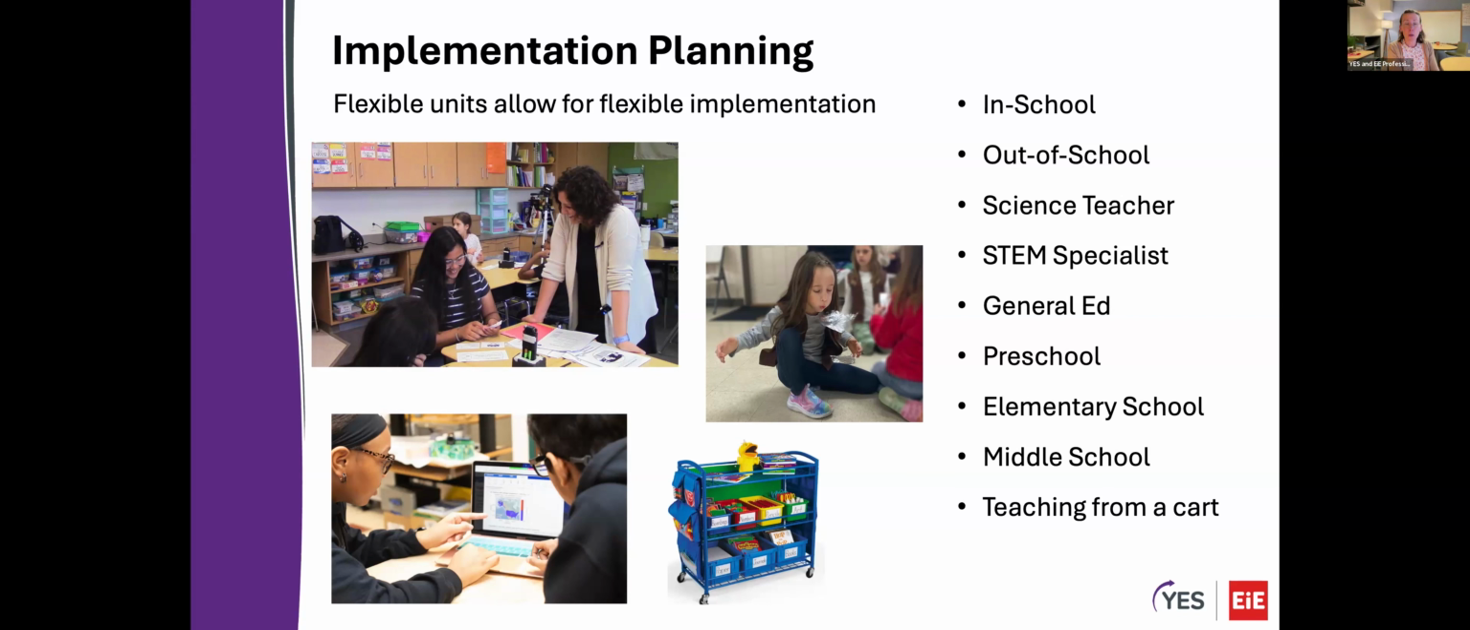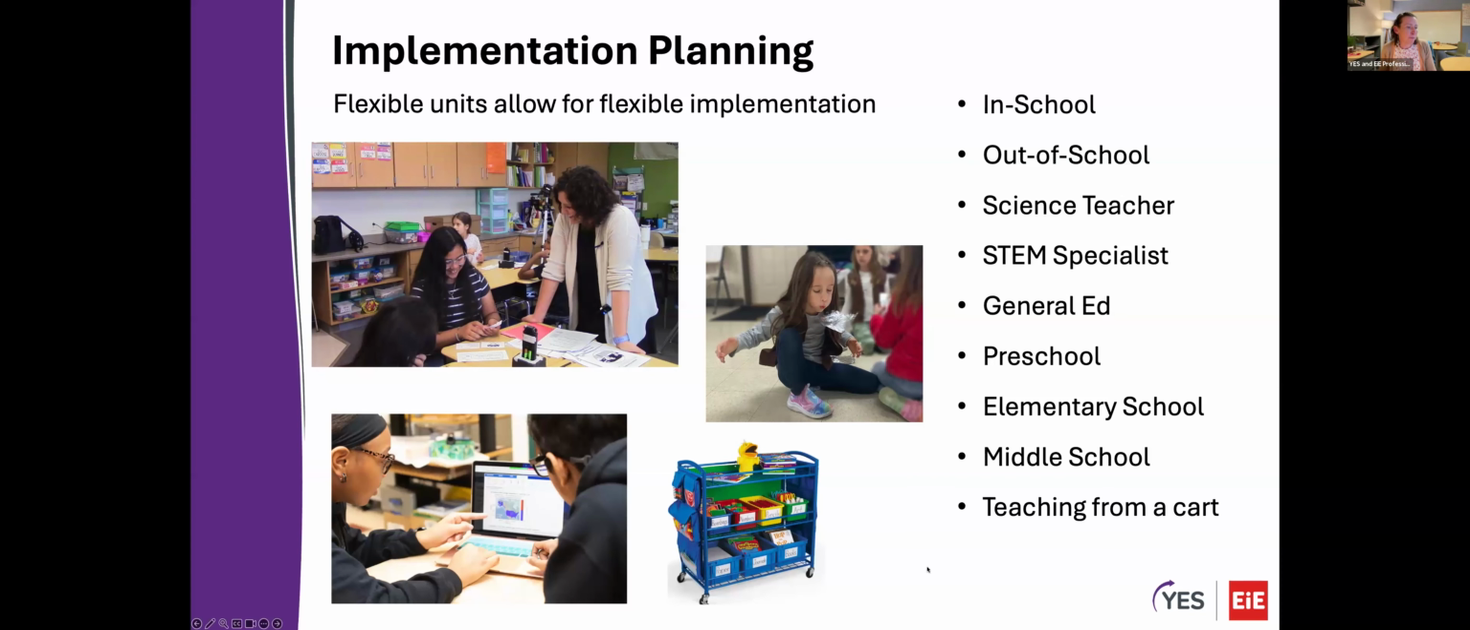And so we have designed different types of curricular products that will be more useful or suitable for different types of settings. But honestly, all of our units are very flexible, and that's at the core of how we design the curriculum. So if you're in school or out of school, a science teacher, STEM specialist, or general ed, all of these types of educators and more, there's something for you and some way to implement successfully.